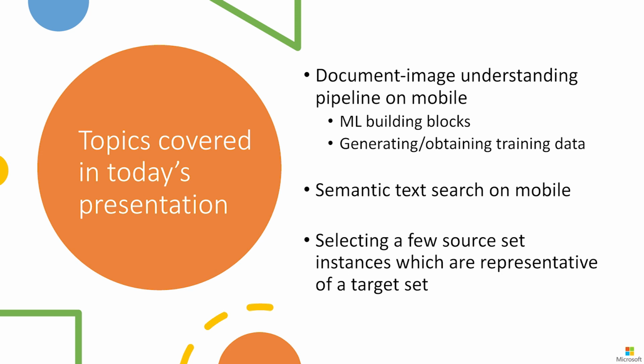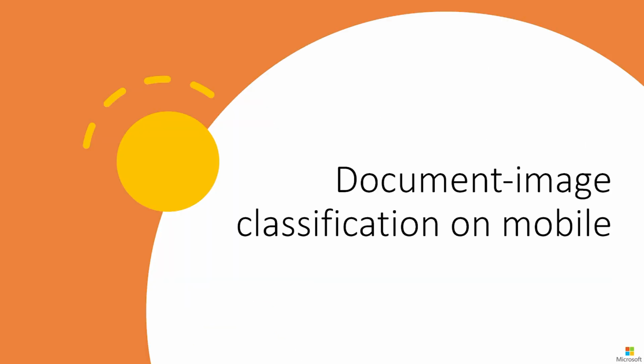I will also focus a bit on other interesting problems on devices, like semantic search with text or prototype selection, if time permits. So coming to documents, let's begin with document image classification on a mobile.